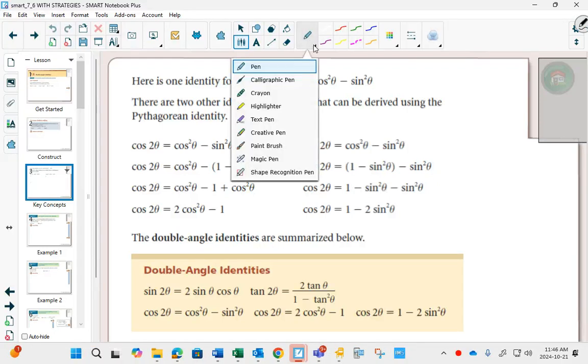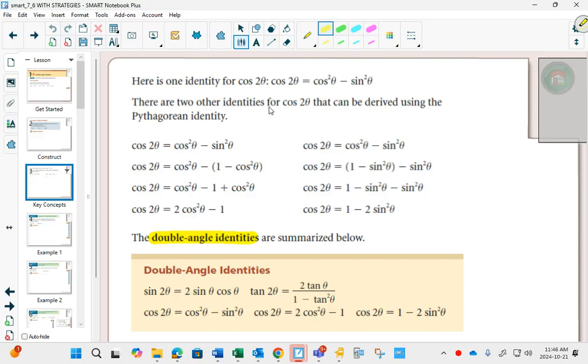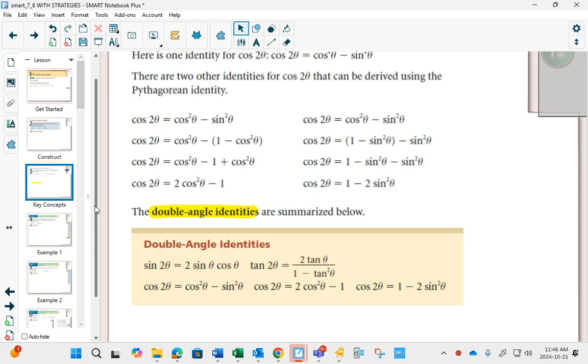On page 654, you can highlight your double angle identities. They're on your formula sheet as well. What's interesting about the double angle formulas is there's one double angle formula for sine, there's one double angle formula for tangent, but there are three different formulas for cos.